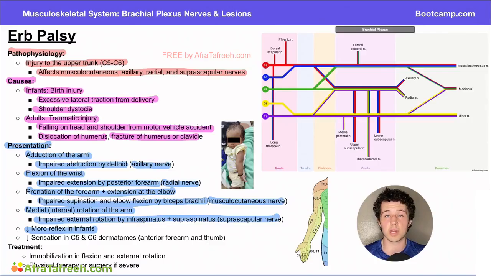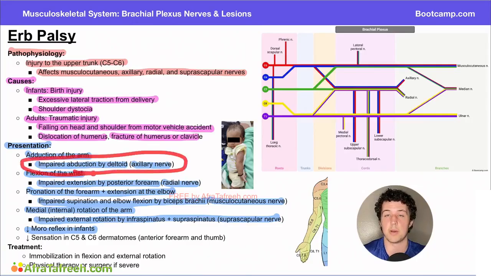So the Moro reflex, or sometimes called the startle reflex, is when you make a loud noise, or if you gaslight the baby into thinking you're about to drop it by suddenly lowering its head, it will abduct and extend its arms up, similar to the way you're going down a roller coaster. But as we already discussed, abduction by the deltoid is impaired in a patient with Erb palsy. And so in an infant with Erb palsy, the affected side won't have that arm abduct up with the Moro reflex.